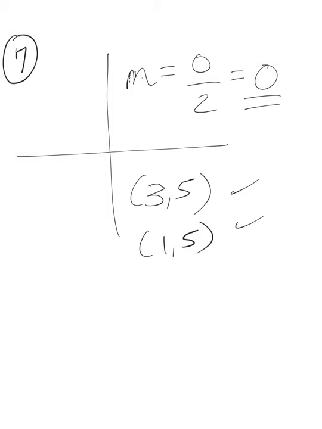What direction is this line going to be going? Horizontal. And what is the same for all those ordered pairs that are going to be on that line? The y. What is the y going to be? 5. That's the answer.